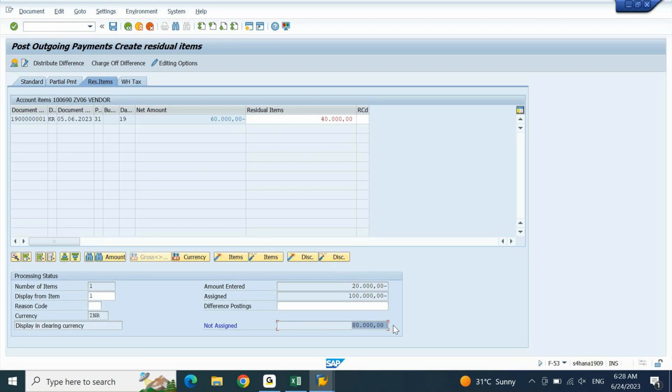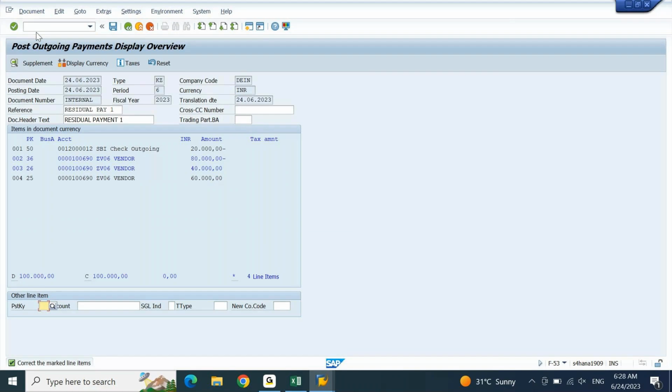Assuming your user is posting the entry like this, let's say he simply puts difference posting and tries to simulate the entry as usual. It is passing the entry, but you see 20,000 is there, 80,000 is there, 40,000 is there, 60,000 is there. After posting this entry, whatever amount is going to reflect in your vendor account is nowhere relatable to anything. You cannot relate your vendor outstanding to anything, because you are going to see a huge number. Completely it has changed. Let me pass this entry to create confusion.